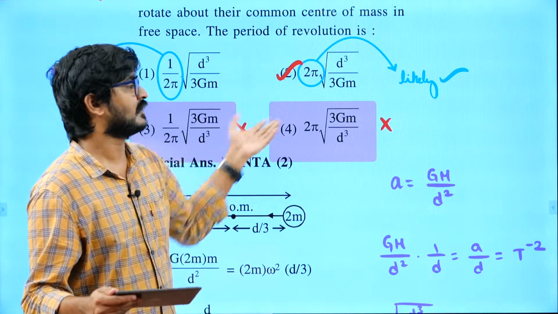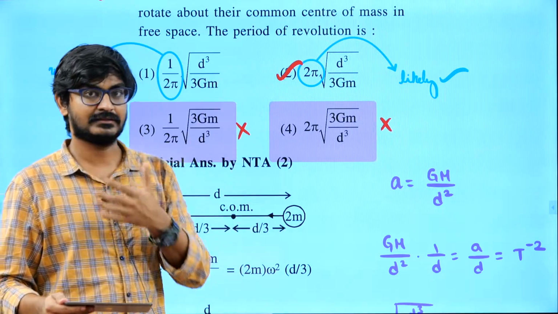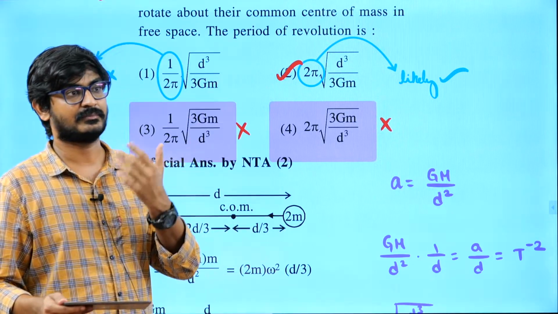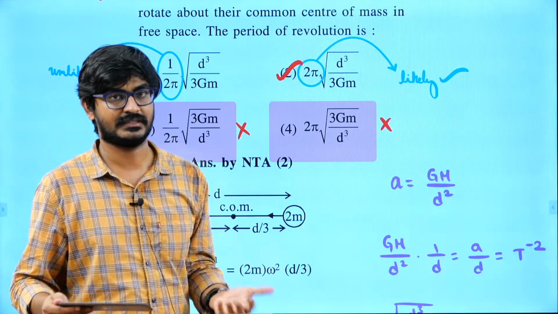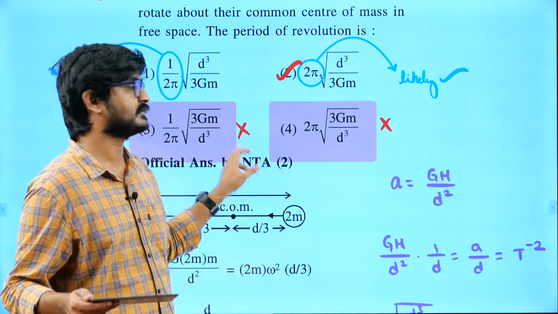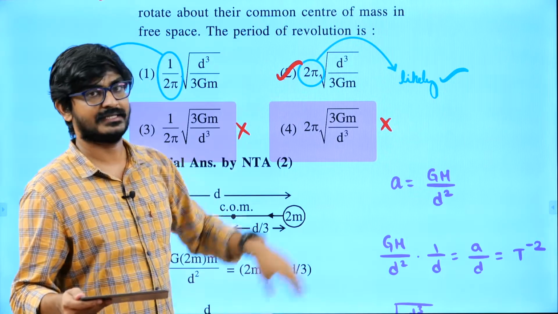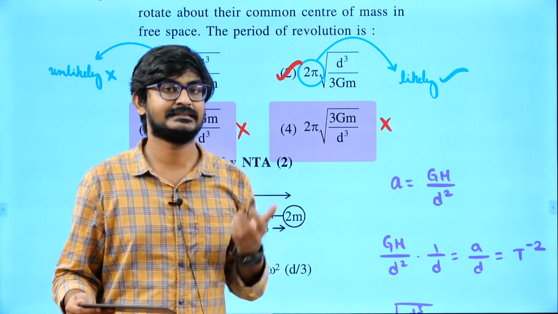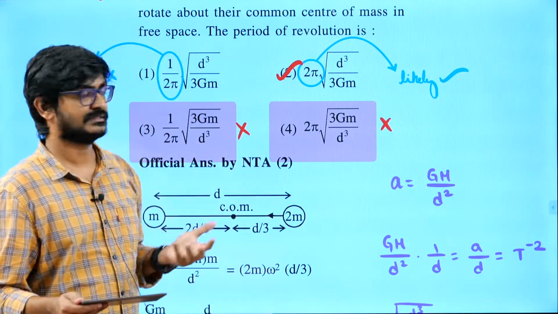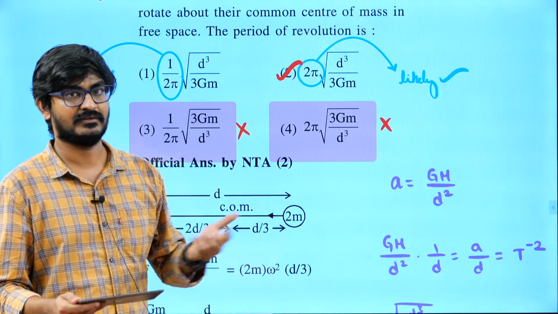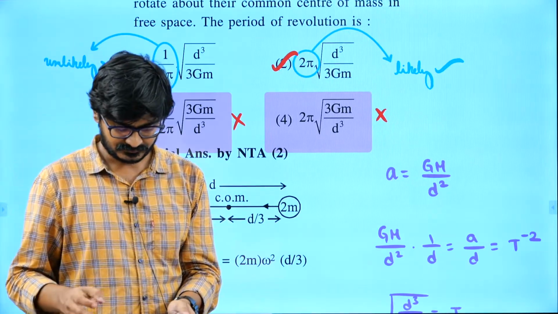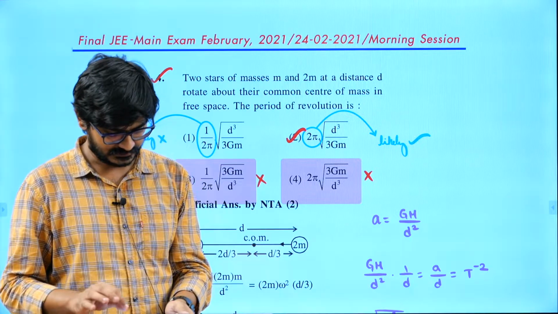If none of the options can be eliminated, whatever you mark, the probability of getting it right is 1 by 4 if you are guessing it. But now you remove these two. Now one of these two will be correct. So the probability of you getting the right answer is increased by twice. Now it became 50 percent, 1 by 2. So going to the next question.